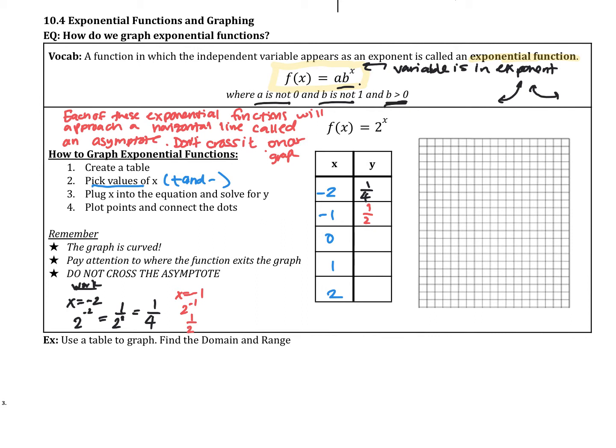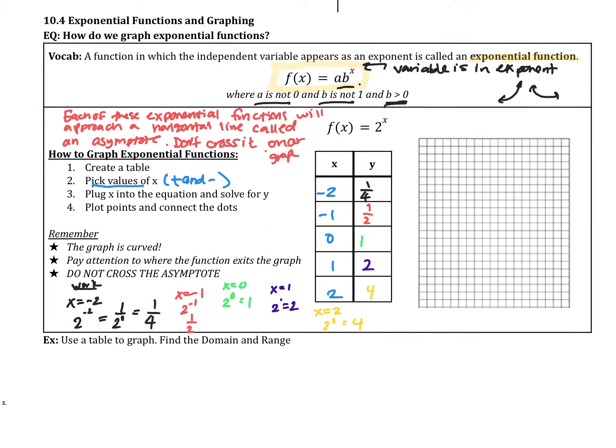When we plug in 0, anything to the power of 0 is 1, so we're just going to get 1. When we plug in 1, we're getting 2 to the 1st power, which is 2. And when we plug in 2, we get 2 to the 2nd power, which is 2 times 2, which is 4.